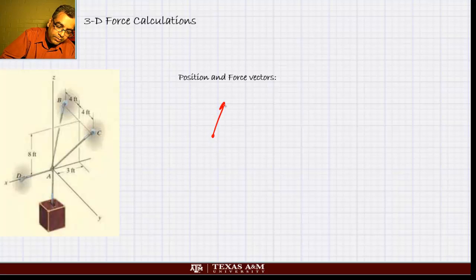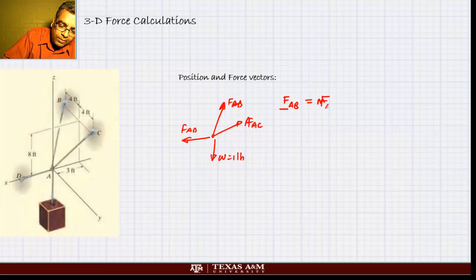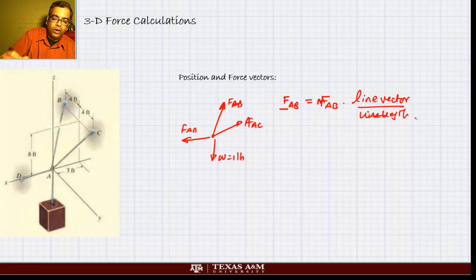Here was our free body diagram. FAB, FAC, FAD, W. Let's see. FAB equals, remember this is a vector, equals magnitude, that's FAB, times line vector over line length. We know how to compute that, right? So we will do it for all three of them.